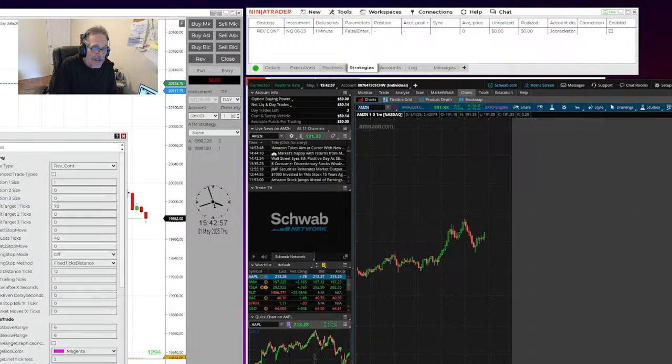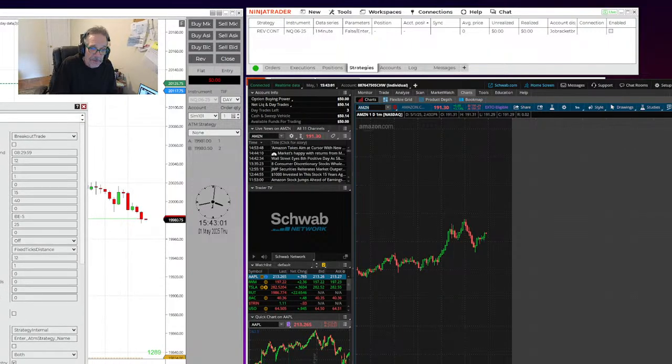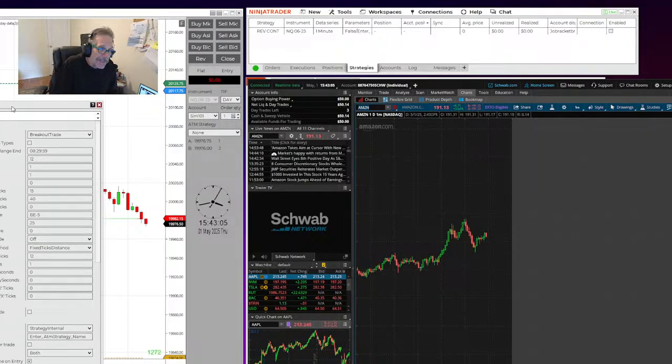So we have a strategy. Add a second strategy to the chart if you're doing the reverse continuation on the same chart. It's a breakout for Amazon. We're going to trigger our breakout at 16:00:55.